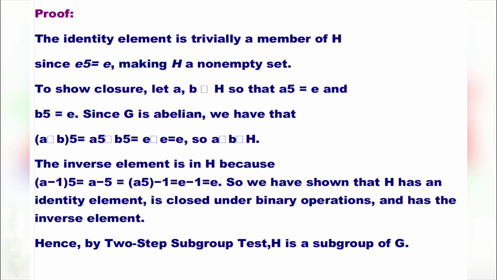The inverse element is in H because (a⁻¹) to the power 5 is equivalent to a to the power minus 5, which is equivalent to (a to the power 5) to the power minus 1, which is equivalent to e to the power minus 1, which is equivalent to e. So, we have shown that H has an identity element, is closed under the binary operation and has the inverse element. Hence, by the two-step subgroup test, H is a subgroup of G.